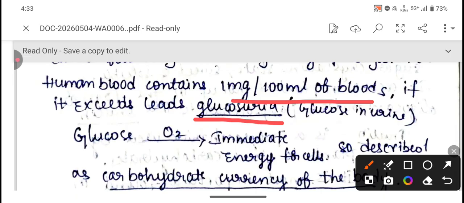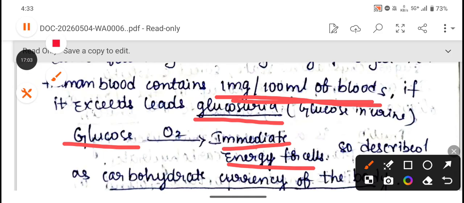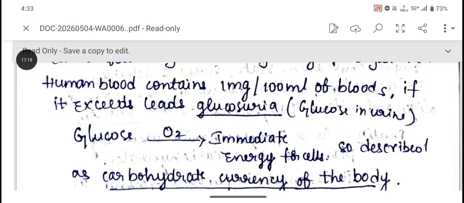So the human blood contains 1 mg per 100 ml of blood. If this concentration is exceeded, it will lead to a condition known as glucosuria, where you can observe the presence of glucose in urine. As I have mentioned earlier, glucose upon oxidation provides immediate energy for cells. So it is regarded as the carbohydrate currency of the cell, because if there is no glucose, no oxidation will take place, and if there is no oxidation, no energy will be generated and stored in the animal body.